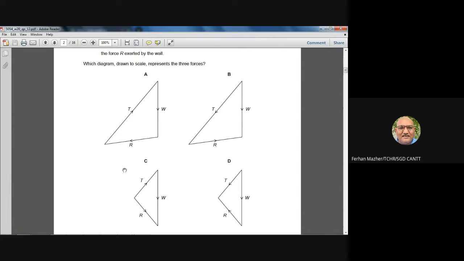And because the resultant needs to be zero here, for the resultant to be zero, the head of the last vector should be joining with the tail of the first vector. In this way, we represent by the head and tail rule the zero resultant of the three forces. So A is the best option. So for question number 1, A is the right option.